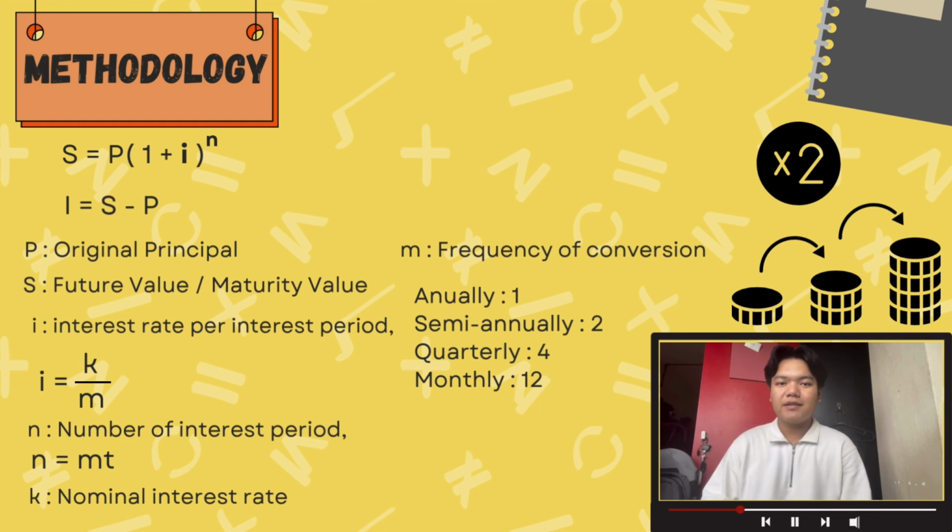The formula for i is k over m, and the number of interest periods, n, equals mt. k is the nominal interest rate, and m is the frequency of compounding. So m is 1 for annually, 2 for semi-annually, 4 for quarterly, and 12 for monthly.